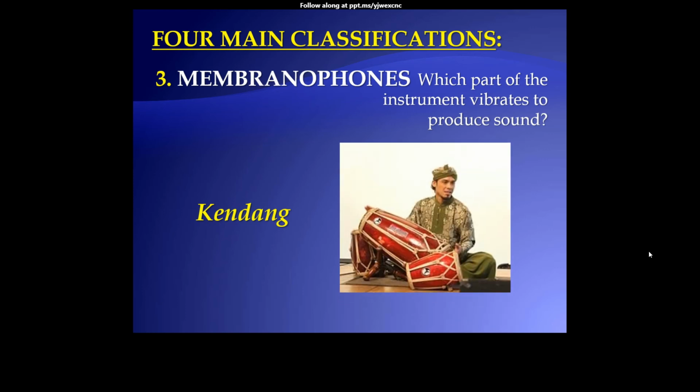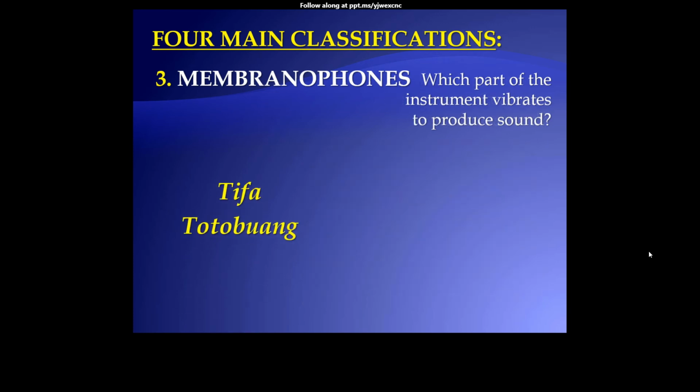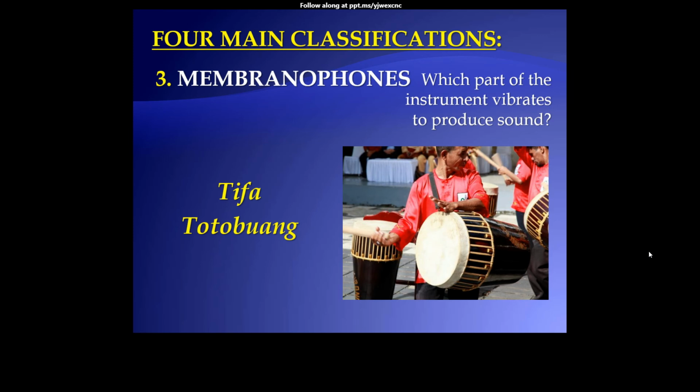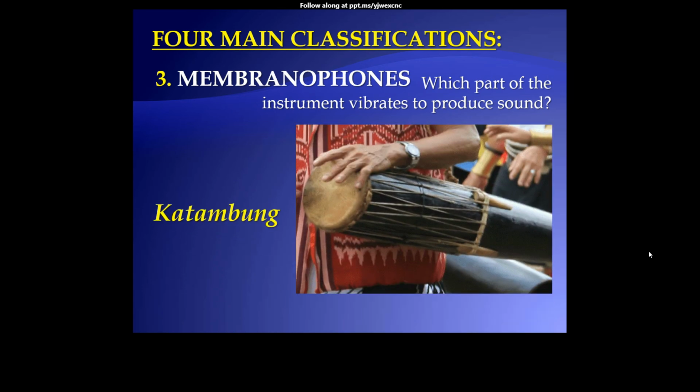And the other classification is membranophones. The first example of a membranophone instrument is kendang. Kendang is well known in West Java. The other one is taganing. Taganing is a pitched percussion instrument from North Sumatra. The third one is tifa totobuang, also a percussion instrument, from Maluku. And the last one is katambung. Katambung is an instrument from Central Kalimantan.